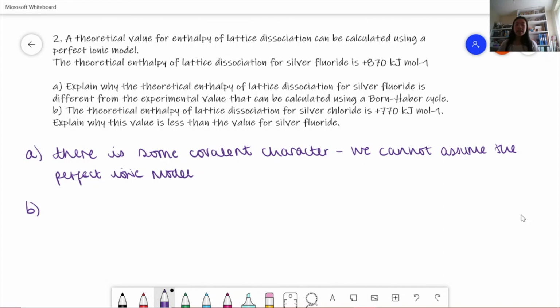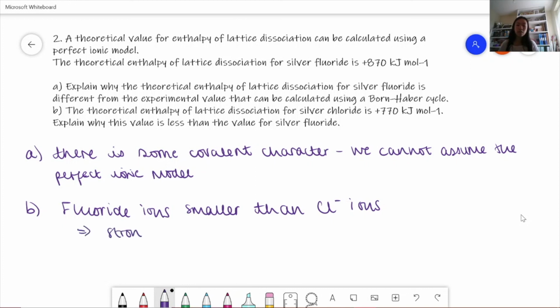So the answer is that fluoride ions are smaller than chloride ions. And that means that we have stronger ionic bonding to that silver plus ion. And so the lattice enthalpy of dissociation for this silver fluoride is a lot bigger.